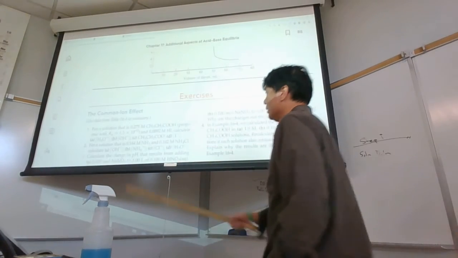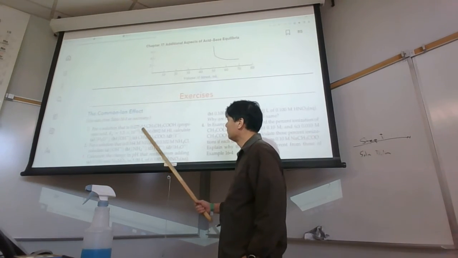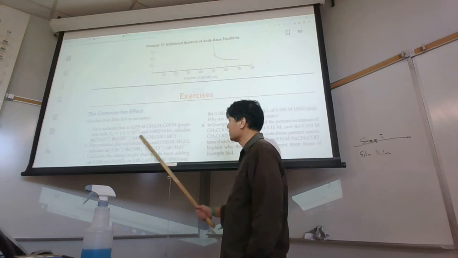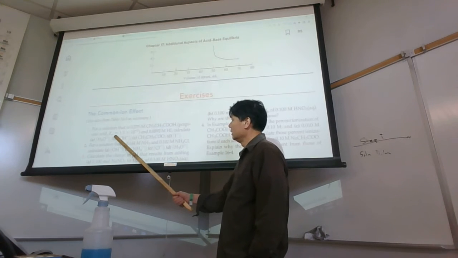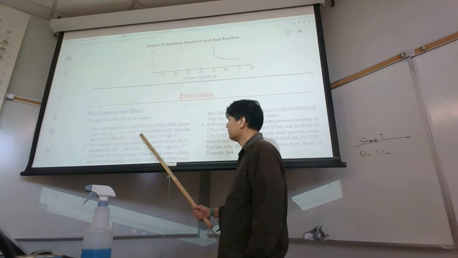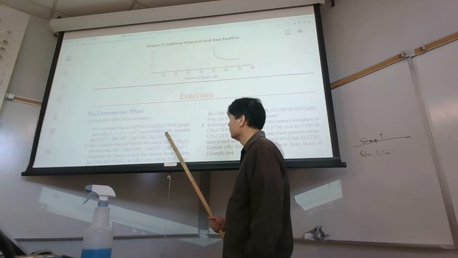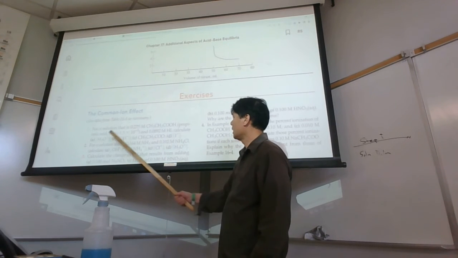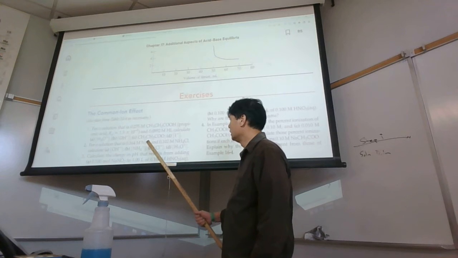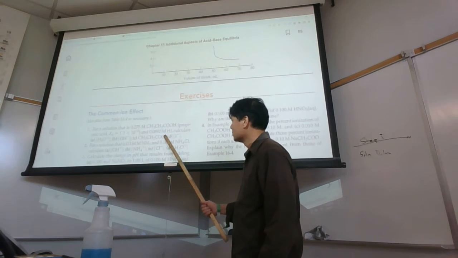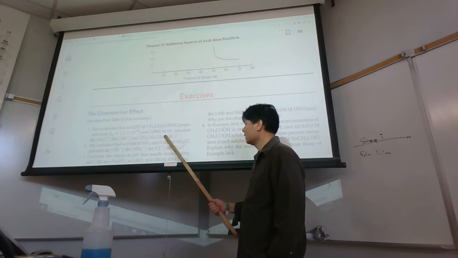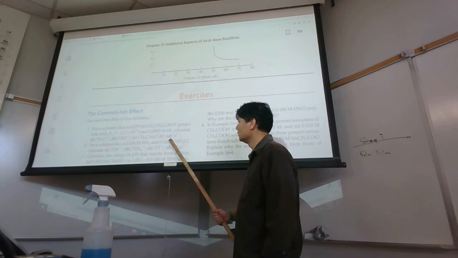Okay, so number 1, for a solution that is 0.275 molar propionic acid or propanoic acid, the Ka 1.3 times 10 to the minus 5 and 0.0892 molar HI. Calculate the hydronium, hydroxide, propanoate. There should be a negative charge here. They're missing that. And iodide.